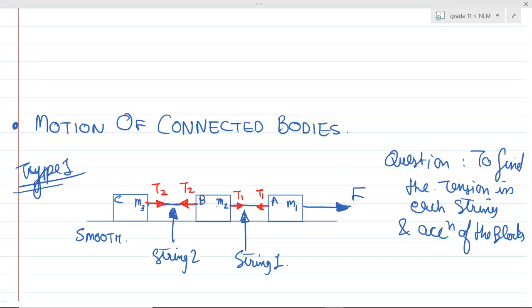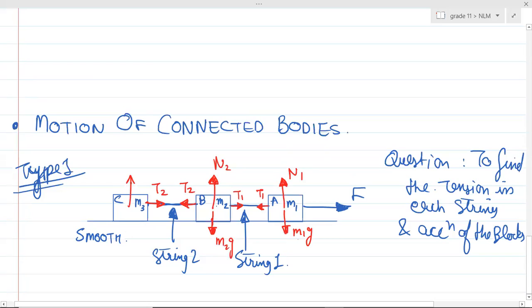Now, let us say the normal reaction from the ground on the first block is N1. So here there is M1G, weight, and normal reaction. The normal reaction is acting upward, weight acting downward. Normal reaction acting upward, weight acting downward. Yes or no, guys? Any doubt in this, guys?